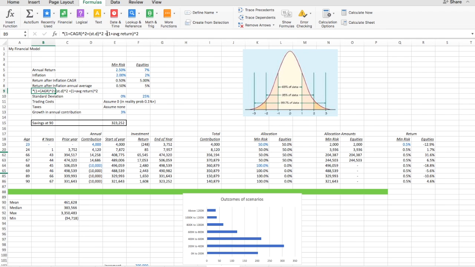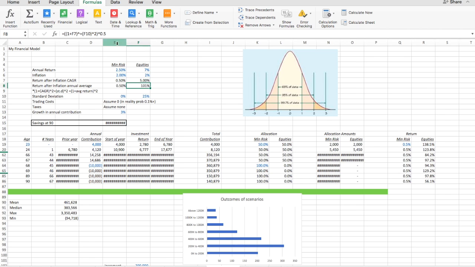So there you go. This is the 1 plus the CAGR squared plus the standard deviation squared equals 1 plus the average return squared. So if we want to solve for the average return, we can do it as follows. This gets a little complicated, so please try to stay with me. We need two parentheses. It's 1 plus this guy squared plus the standard deviation, which in this case is 25%, squared. And then if we do the square root of that whole thing, so that's to the power of 0.5, that should get us that.